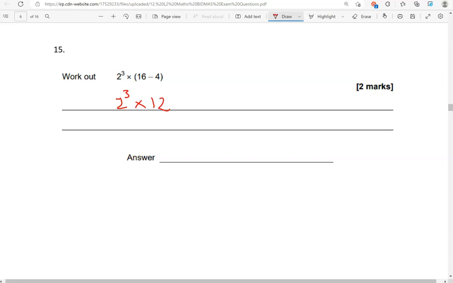So after the brackets we've got indices, so that is the power here, 2 times 2 times 2, which is 8 times 12. Now you might know by heart that 8 times 12 is 96, but if you don't, you can split the 12 into 10 and 2 and then multiply 8 by each of them. So 8 times 10 is 80, 8 times 2 is 16, adding them together gives us 96.